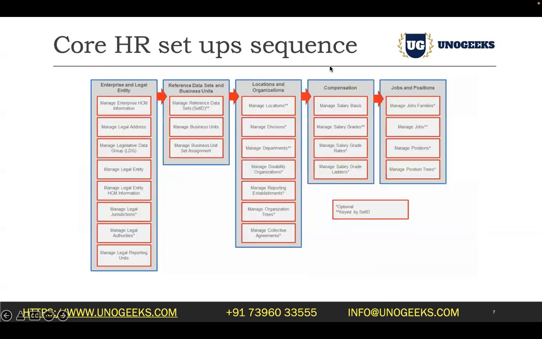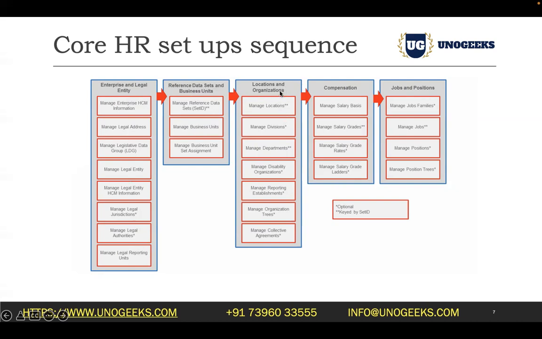And if you look at the core HR setup sequence, if you want to implement core HR or global HR, these are the setups that you have to perform, and you typically go about them in the same sequence. You first do the enterprise and legal entity configuration, and then you go ahead and create business units. And there is something called reference data sets as well, but I didn't talk about it so far. We will discuss it in detail when we reach that particular stage. Right, so you define enterprise and legal entity and the related configurations. Then you create business units, and then you define locations and organizations.